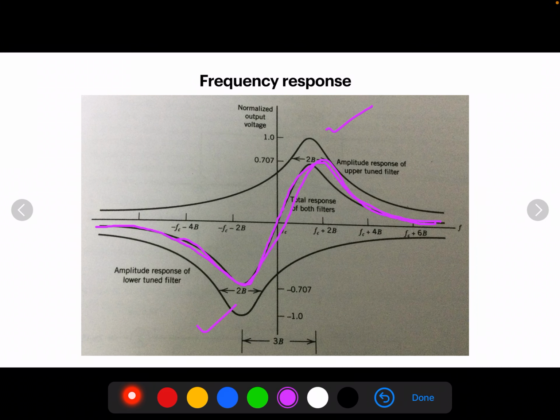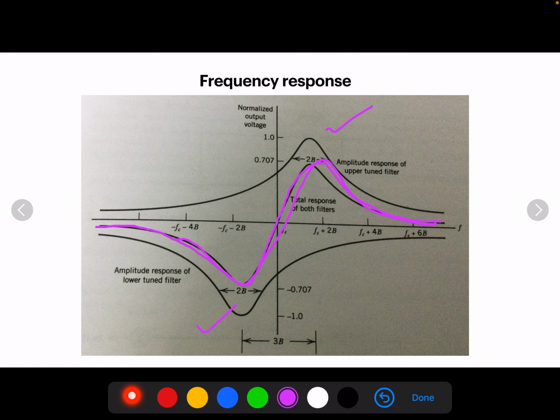If you see the responses, the circuit is more efficient compared to the simple slope detector. It has better linearity than the simple slope detector. So, these are the advantages.